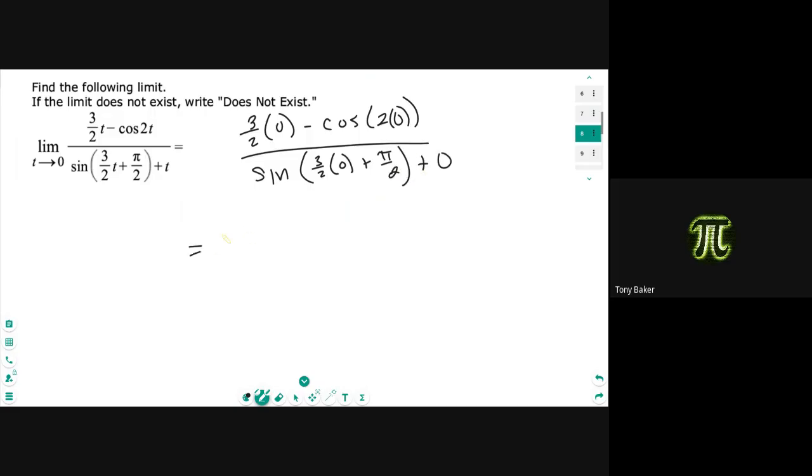Well, 3 over 0 is 0. What's cosine of 0? 1. This right here becomes sine of pi over 2. What's sine of pi over 2? That's also 1. So my answer is negative 1 over 1 or negative 1.